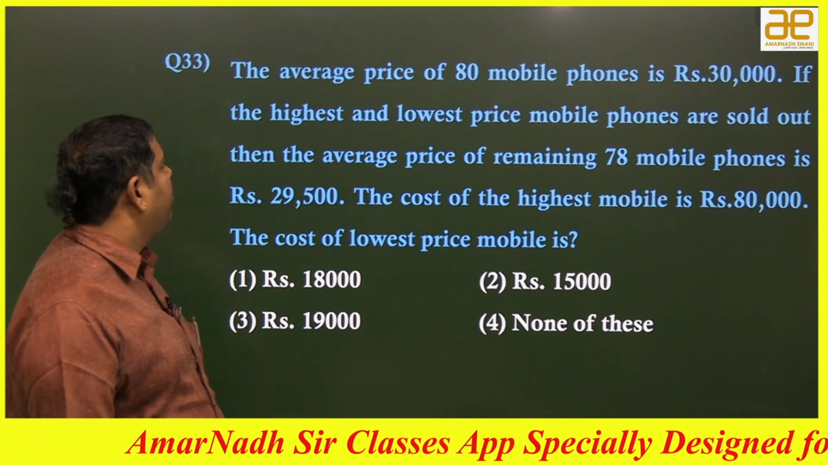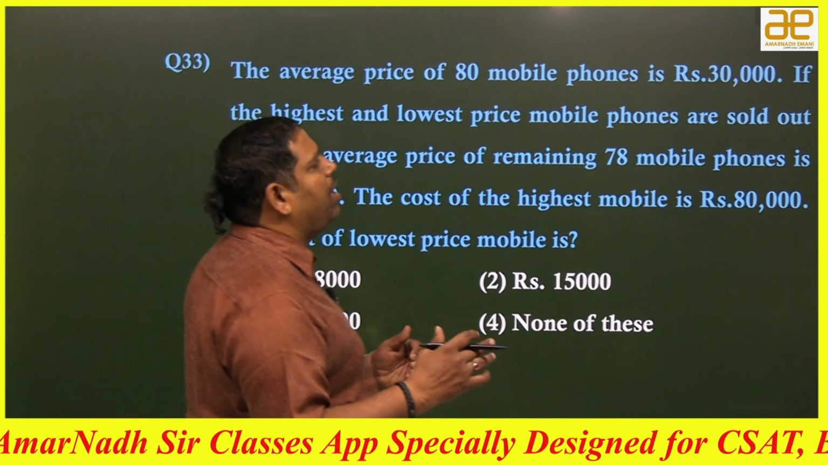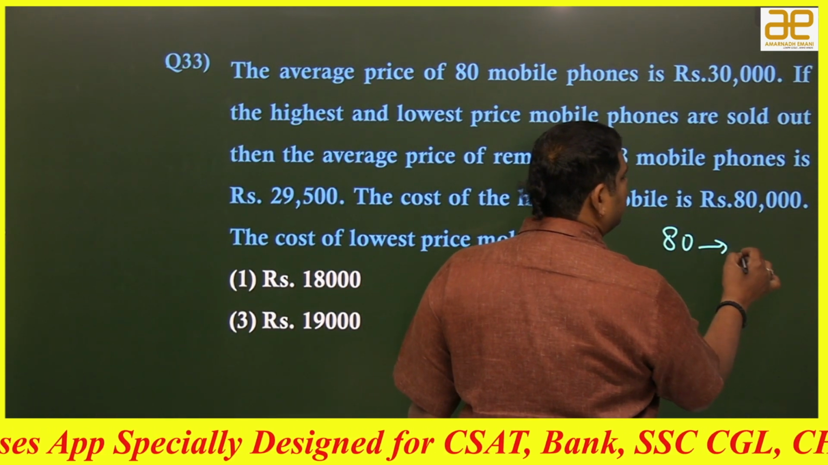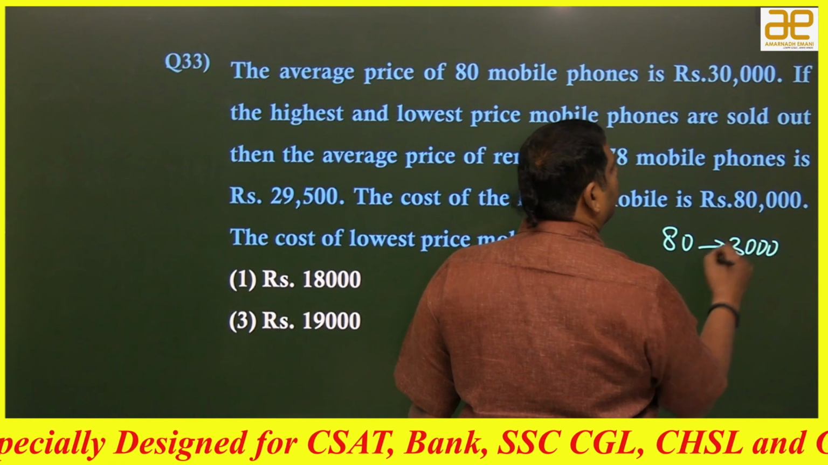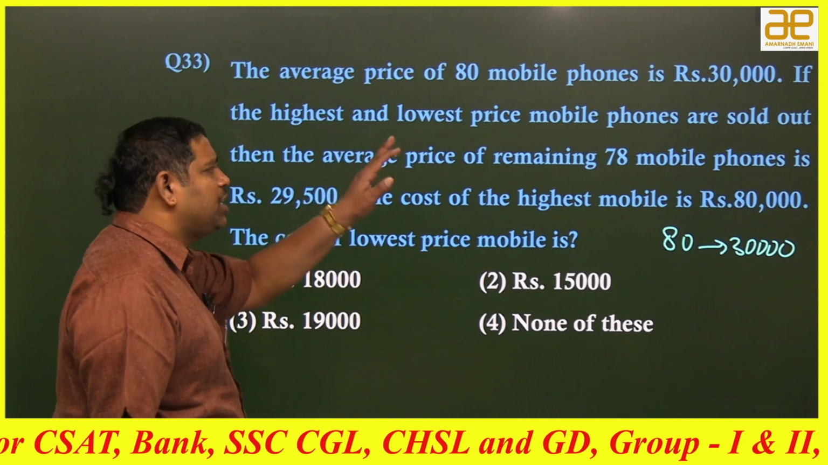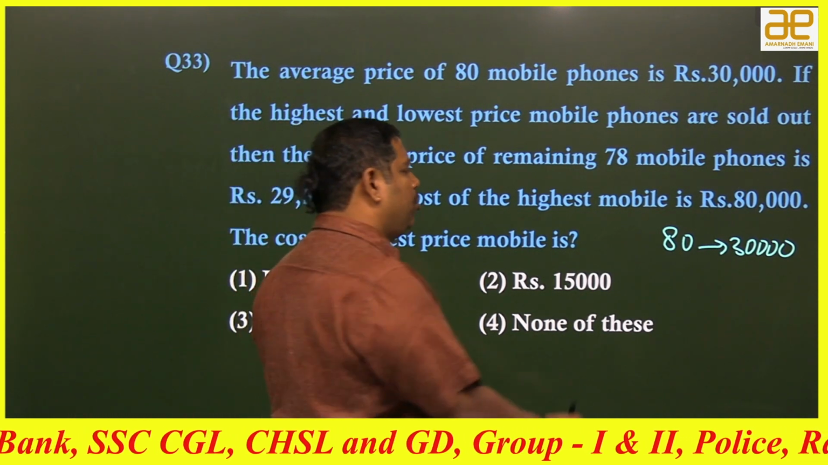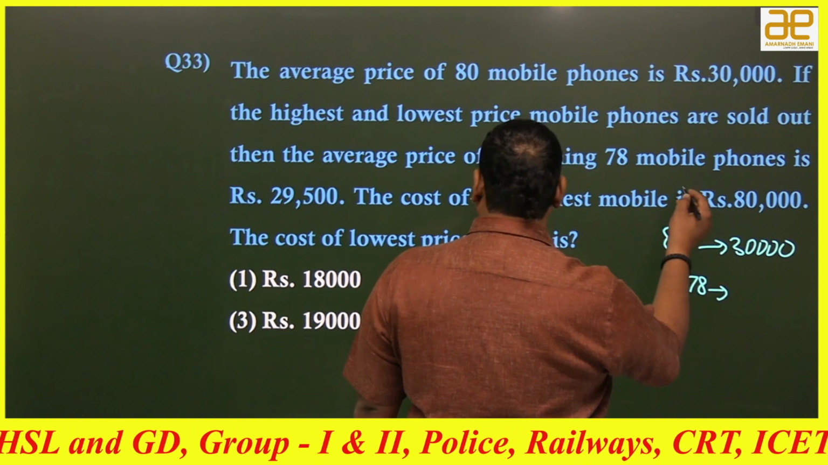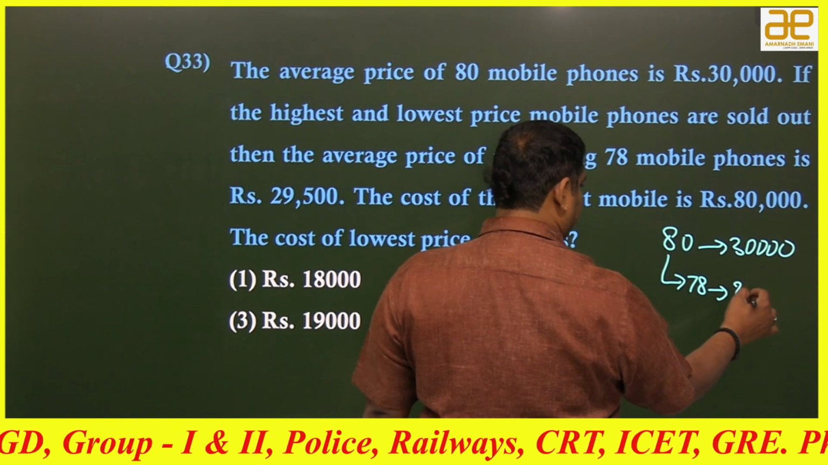But what we have to observe is the average price of 80 mobile phones is 30,000. There are 80 mobile phones. Their average is how much? 30,000. So the highest and lowest price mobiles were removed. Means how many mobiles were removed? 2 mobiles. Okay. So now you got 78. Then the average is 29,500.